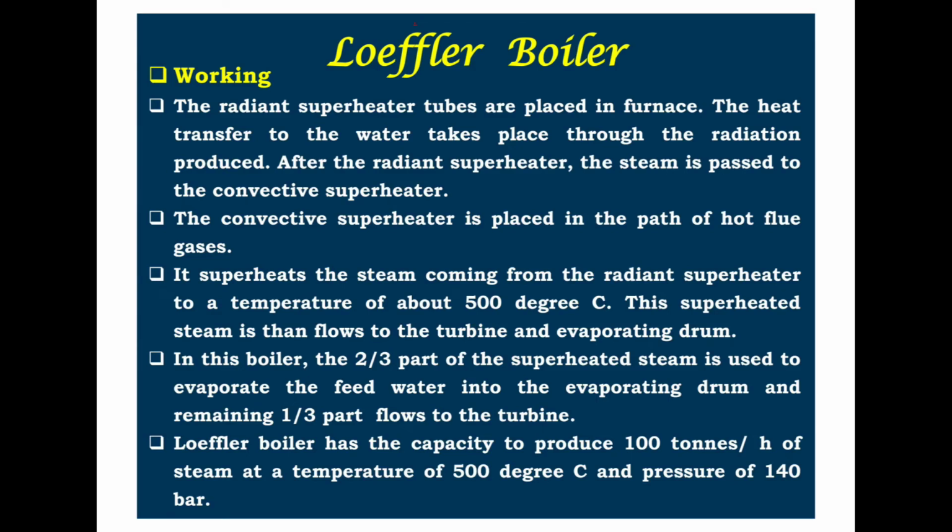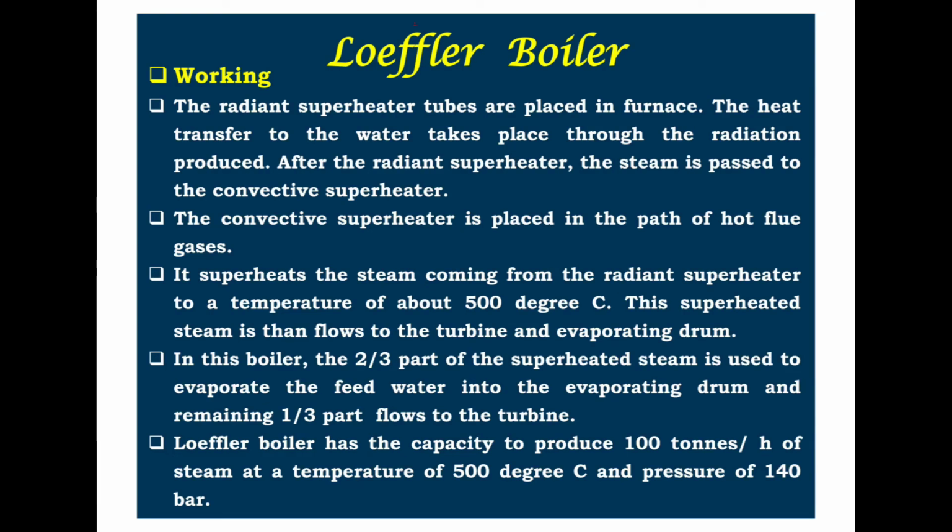The convective superheater is placed in the path of hot flue gases. It superheats the steam coming from the radiant superheater to a temperature of about 500 degrees Celsius. This superheated steam then flows to the turbine and the evaporating drum. In this boiler, 2/3 part of the superheated steam is used to evaporate the feed water in the evaporating drum, and the remaining 1/3 part flows to the turbine.